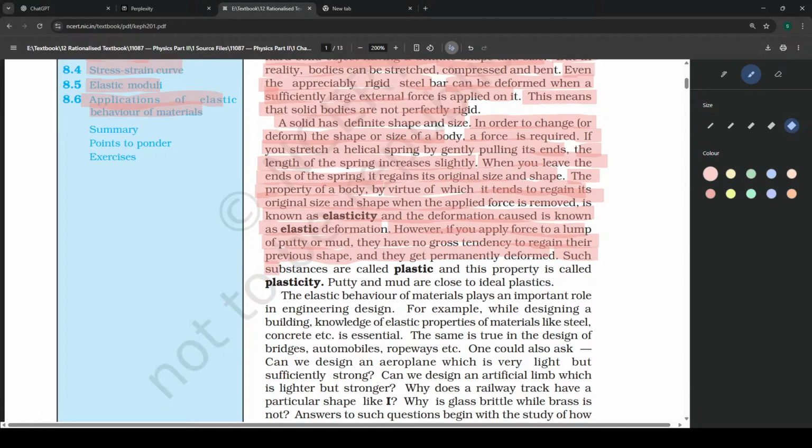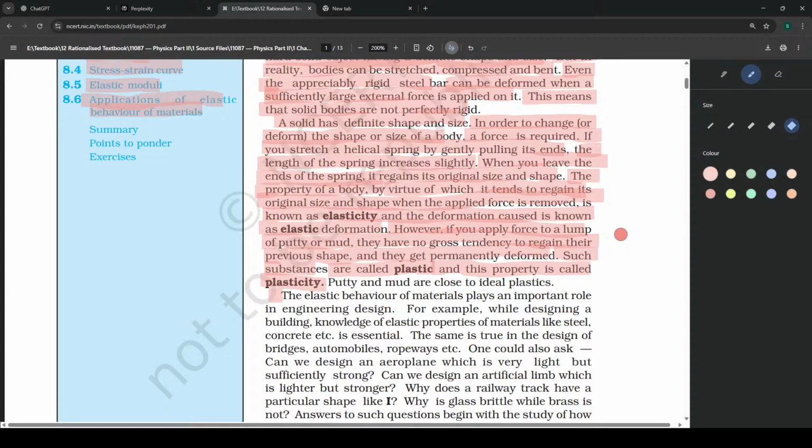Substances which, when applied with external force, are deformed but do not return to their original shape and size and get permanently deformed, are called plastic substances. This is a property, not the actual matter itself. Just like elasticity, plasticity is also a property. When the external force is removed and the body comes back to its original shape and size, it is known as elasticity.